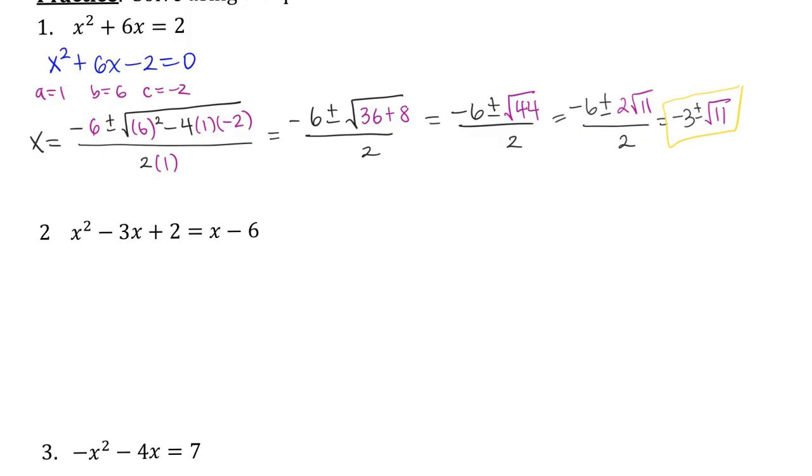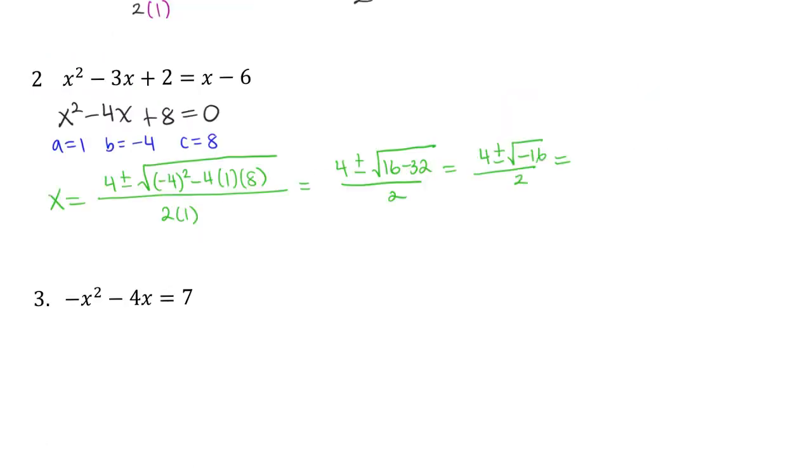Okay, go ahead and look at number 2, put it in standard form, try the quadratic formula, simplify it, check your answer. Okay, 2, standard form, x squared minus 4x plus 8 equals 0. Quadratic formula, 4 plus or minus the square root of negative 16 over 2. Okay, I'm going to go ahead and simplify. The square root of negative 16 is 4i, the whole thing divided by 2.